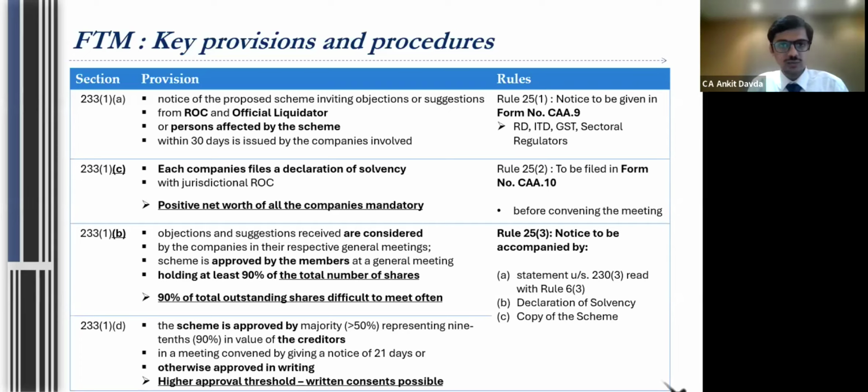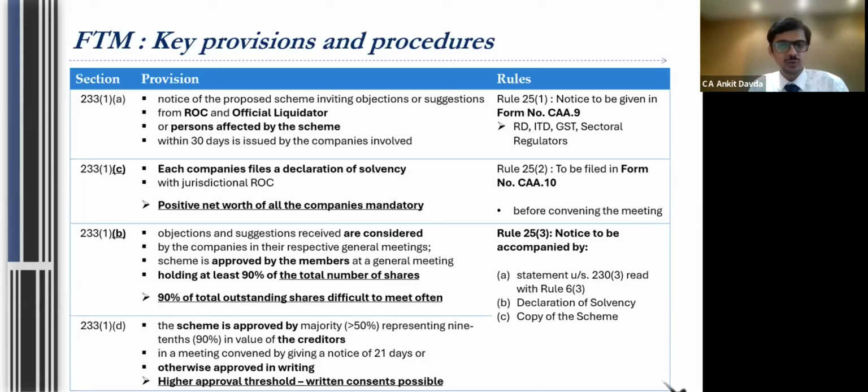But under section 233(1)(b), that will not work, because it says the scheme needs to be approved by 90% of the total number of shares. So it doesn't matter whether members are present in such a meeting or not. Companies will have to ensure that the scheme is approved by 90% of the total number of shares. Because of such reasons, you would often see that many times listed companies come up with a scheme of arrangement proposing merger of a wholly owned subsidiary company into the listed company, and still they are not following the section 233 route.